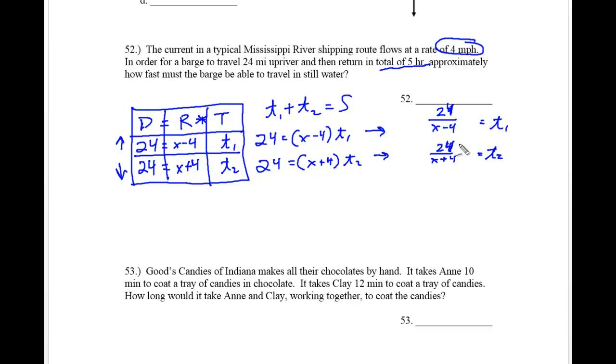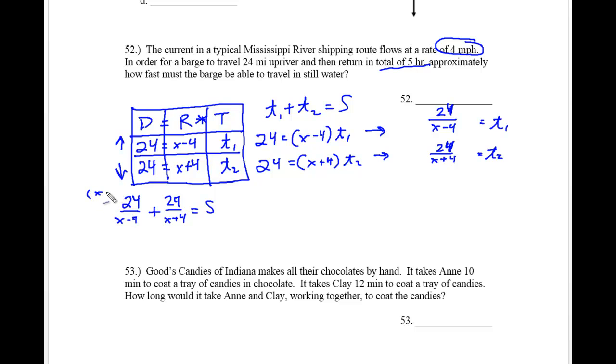Alright, so what we're about to do here is add t sub 1 plus t sub 2 is equal to 5. So let's go set it up. 24 over x minus 4 plus 24 over x plus 4 is equal to 5. Now to solve a problem like this, I'm going to have to clear the denominator. So I'm going to multiply by the lowest common denominator.